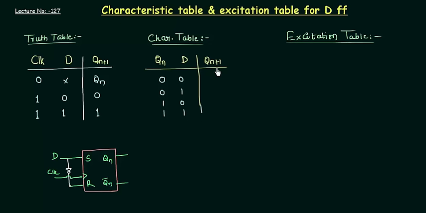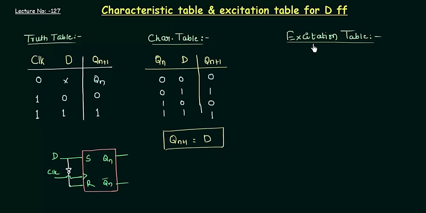Now let's try to find out the value for Qn plus 1 by using this truth table. When D is 0, it means your Qn plus 1 is 0. So it is simply 0. When D is 1, it means Qn plus 1 is 1. So it's simply 1. Again, when D is 0, it's 0, and when D is 1, it's 1. So one thing that you can see from this characteristic table is that your Qn plus 1 next state is going to be the same as your D, the data input. So that's what we have evaluated from our characteristic table.